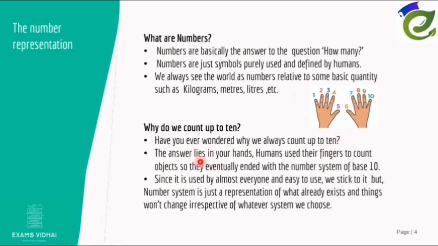This Arabic numeral system is adopted by everyone because the British went everywhere and captured. They are just easy to use, so we just stick to it. But a number system is just a representation of what already exists, and things won't change irrespective of whatever system we choose. Just remember that.